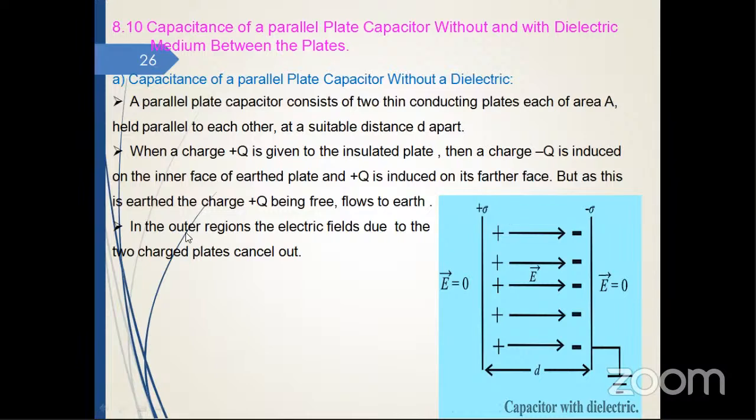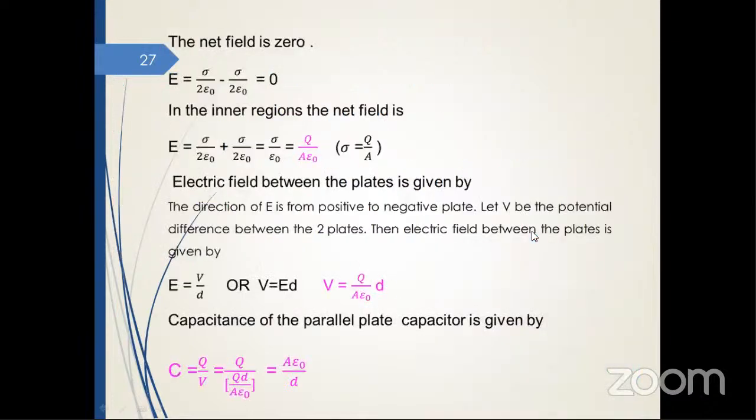But here in the outer region, the electric fields due to the two charged plates cancel out. That means on the outer side this E bar and this E bar get cancelled, and therefore we are focusing on what happens in the inner region, that means between these plates P1 and P2. Therefore, the net field in the outer region is 0.